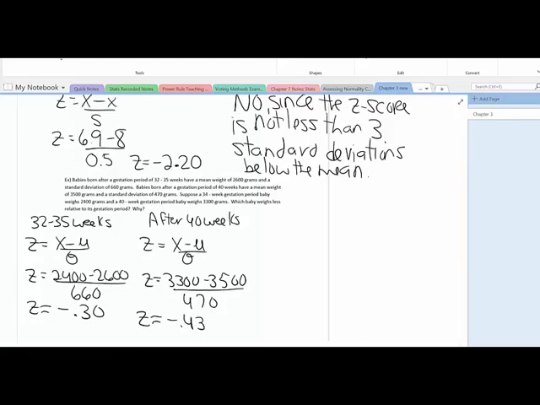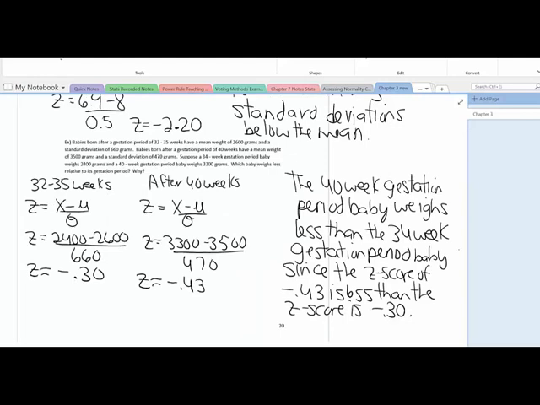So let me write that out now. The 40-week gestation period baby weighs less than the 34-week gestation period baby, since the z-score of negative 43 hundredths is less than the z-score of negative 0.30.